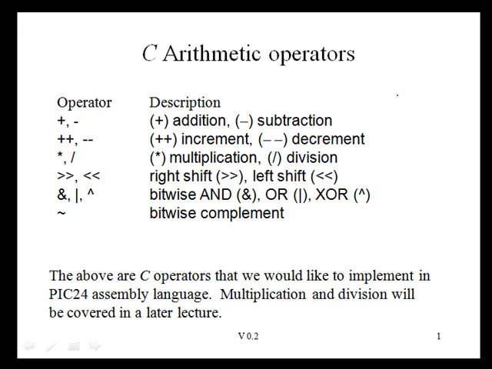Hello, this lecture begins our coverage of Chapter 4 materials. In Chapter 3, we looked at PIC24 instructions for doing addition, subtraction, as well as for increment and decrement. In this chapter, we're going to look at instructions for accomplishing right shift and left shift, bitwise AND, OR, exclusive OR, and bitwise complement. We will not look at PIC24 instructions for doing either multiplication or division.